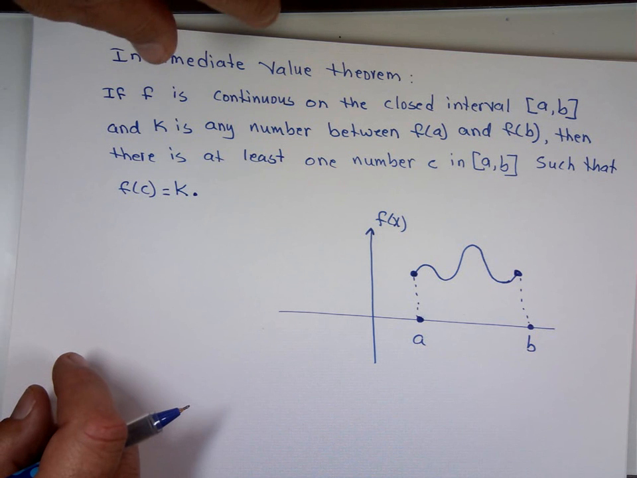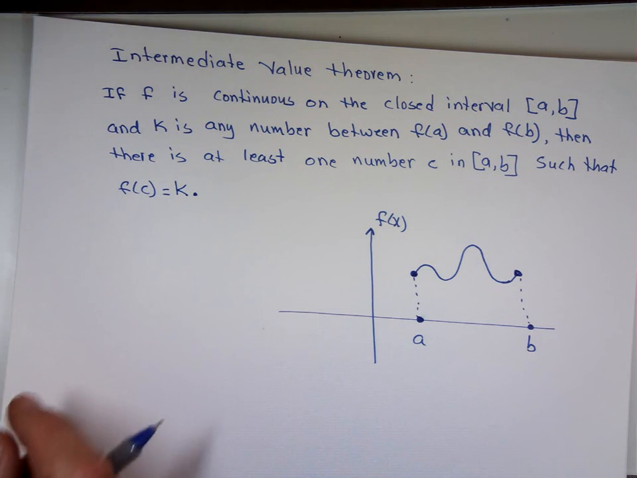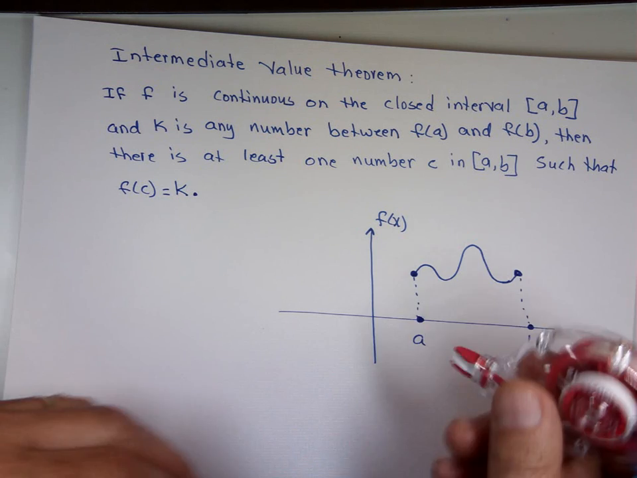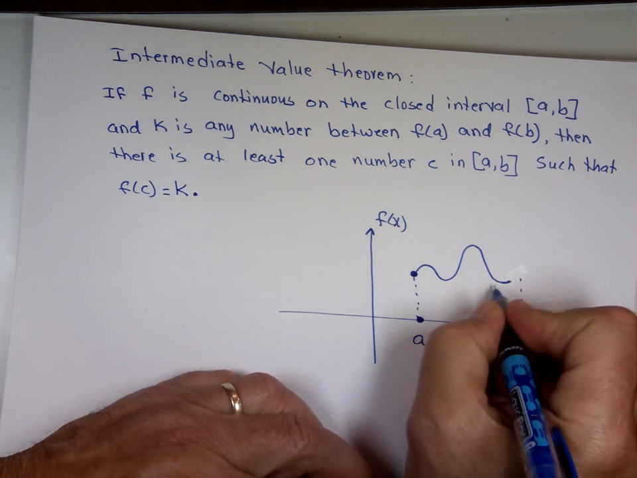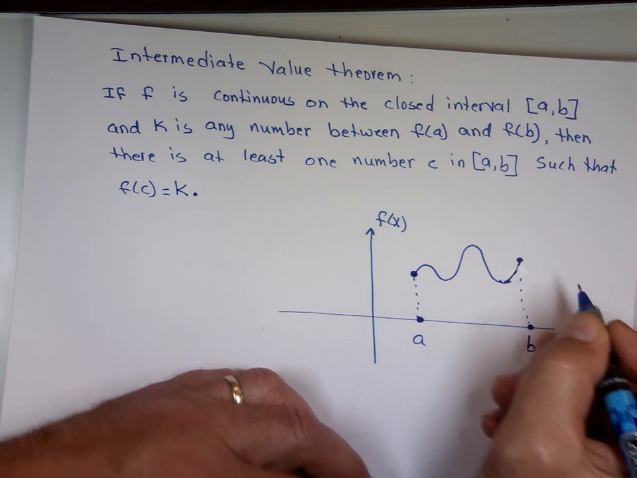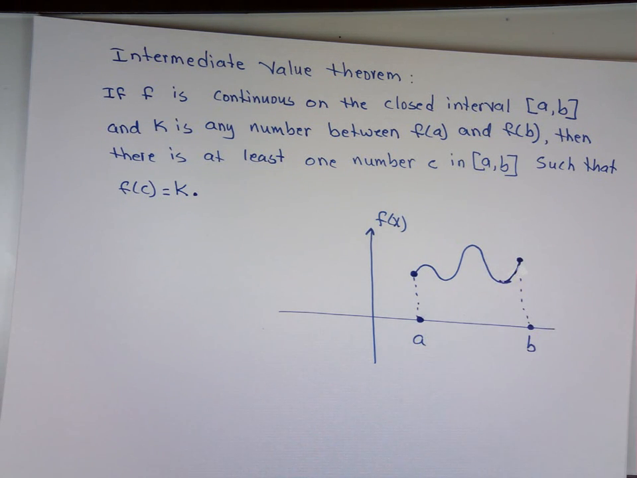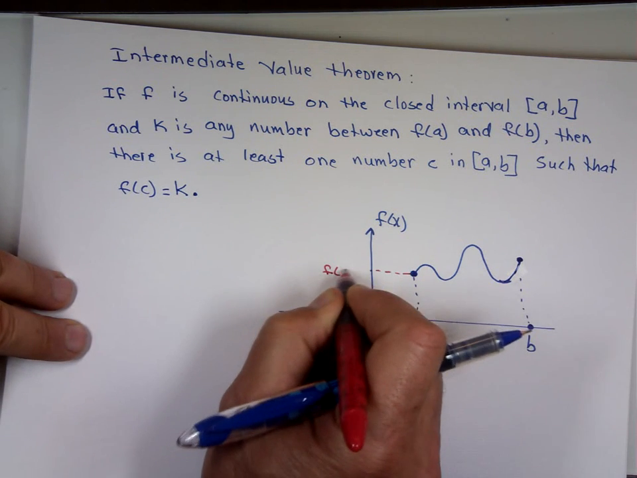Let me change just a little bit there. I don't like B, it's almost the same height. It could be, it doesn't have to be. But let's go like this. This is f of A, the y value at A, and this is f of B.